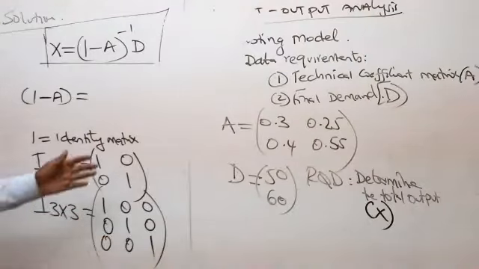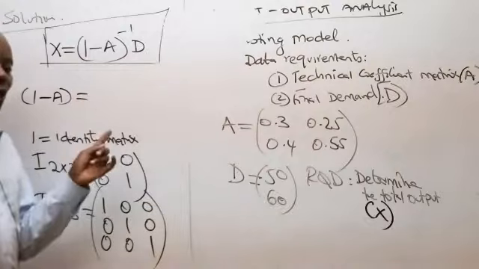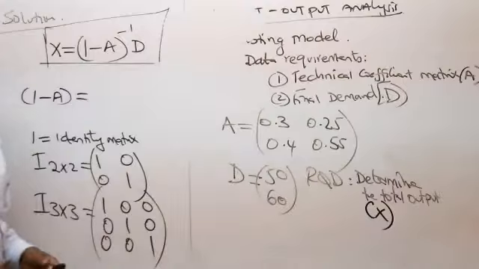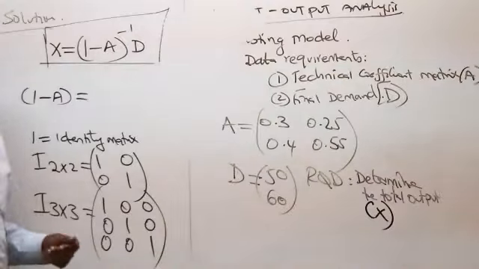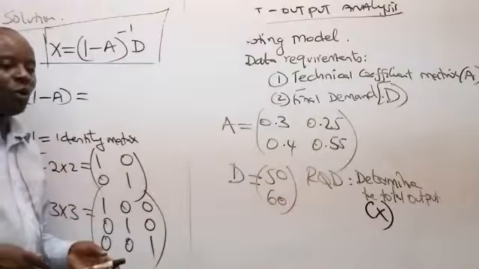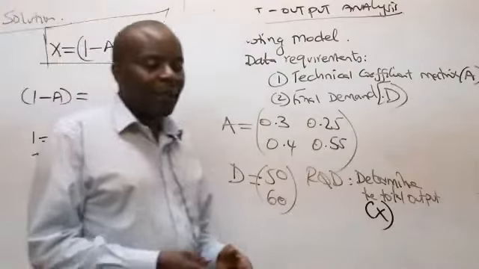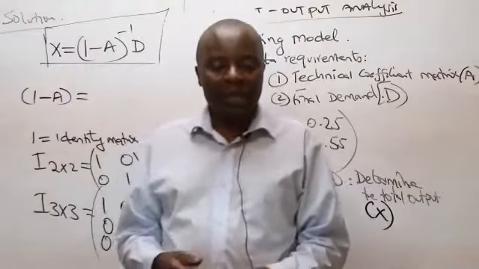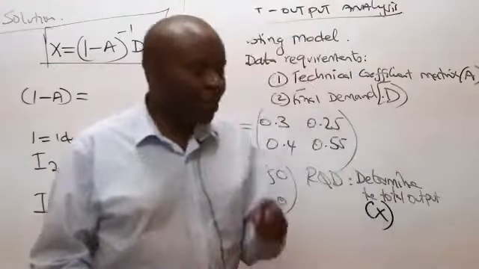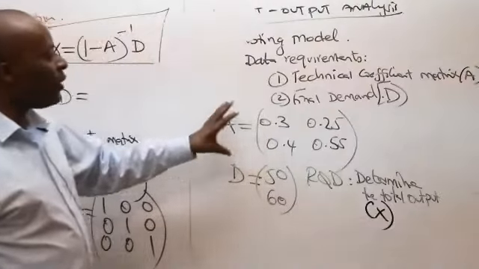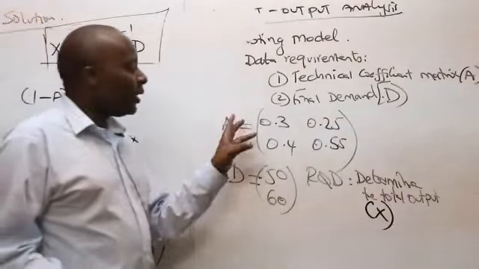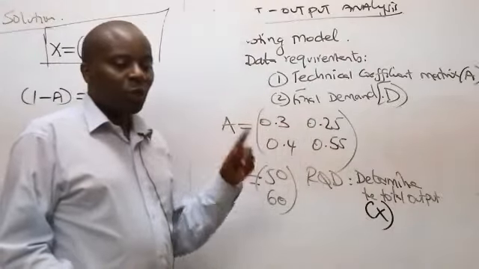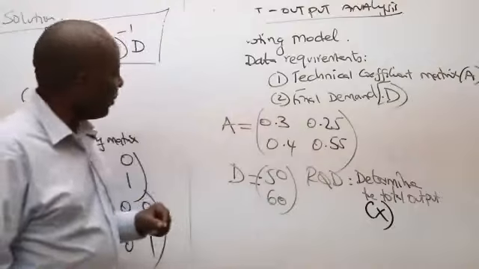Like in this particular question that we have, should we choose an identity that is 2 by 2 or an identity which is 3 by 3? Which one should we work with, ladies and gentlemen? 2 by 2, yes. It's 2 by 2 because, for purposes of compatibility, the matrix that we have here has 2 rows with 2 columns. So I should work with 2 by 2. Thank you very much.